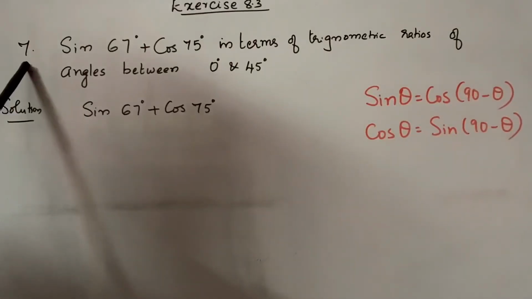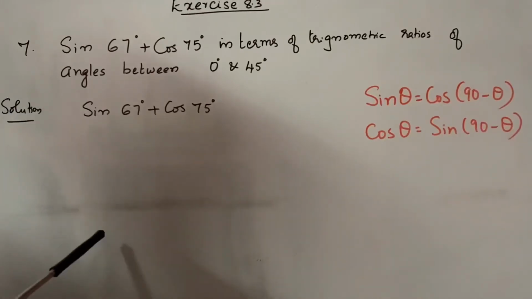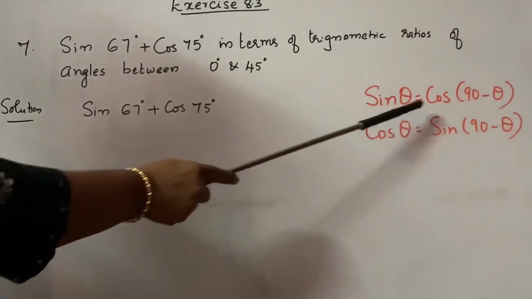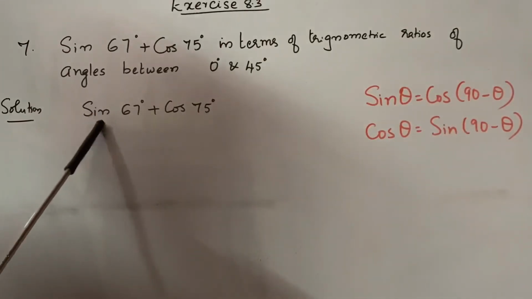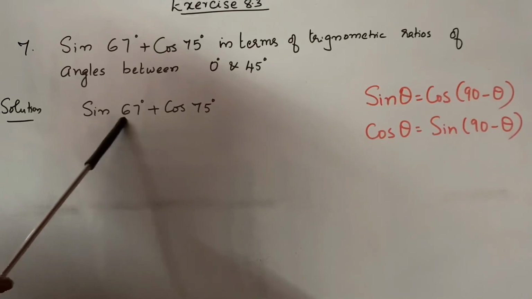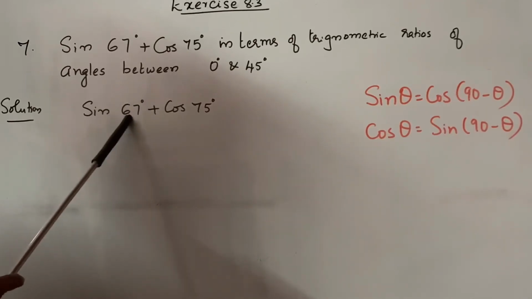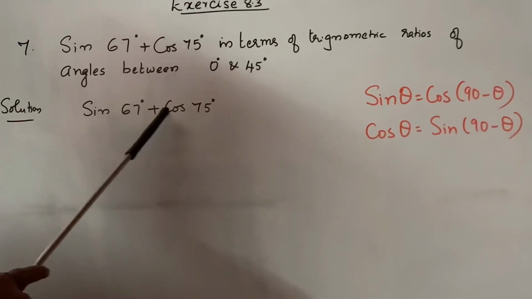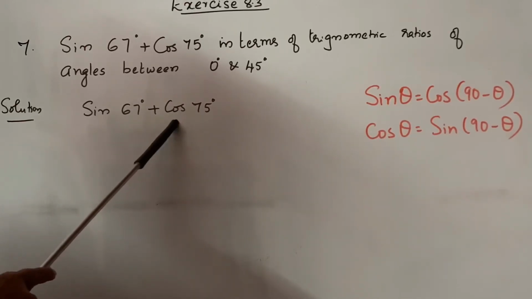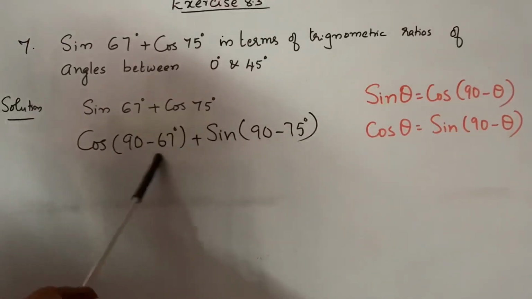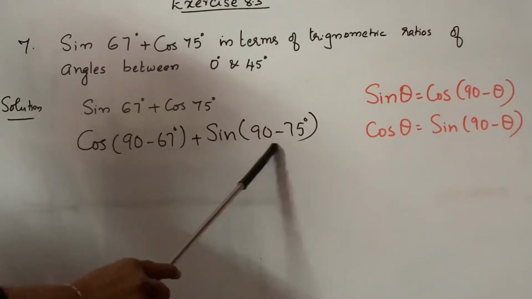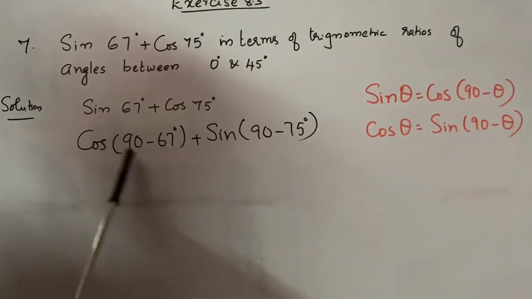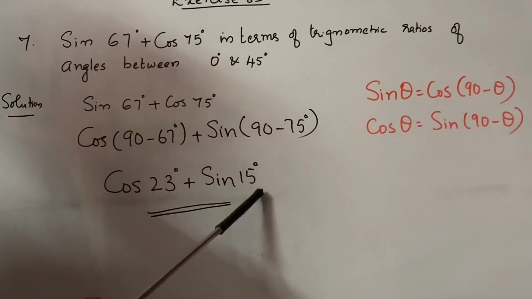Question number 7. Sin 67 plus cos 75 in terms of trigonometric ratios of angles between 0 degree and 45 degree. We know the trigonometric ratios of complementary angles. See, sin theta is equal to cos of 90 minus theta. So here sin 67. This is instead of theta here. So sin 67 we can write cos of 90 minus 67. This cos theta we can write sin of 90 minus 75. 90 minus 67 is 23. 90 minus 75 is 15. That is cos 23 plus sin 15. This is the answer. Now these angles are between 0 degree and 45 degree.